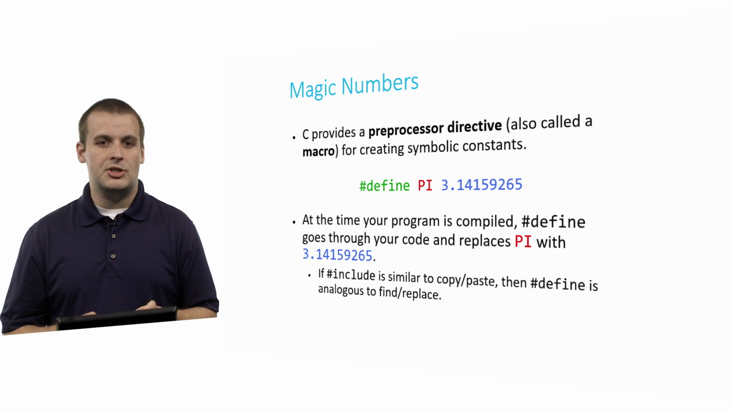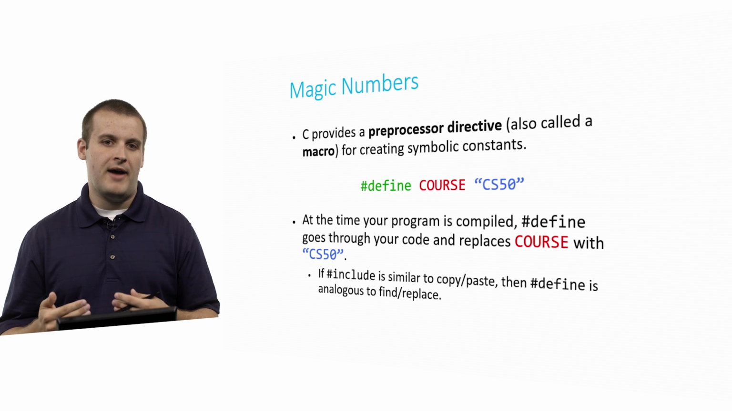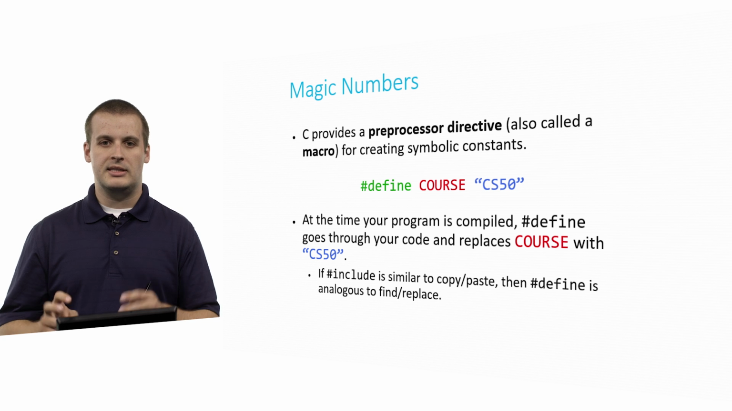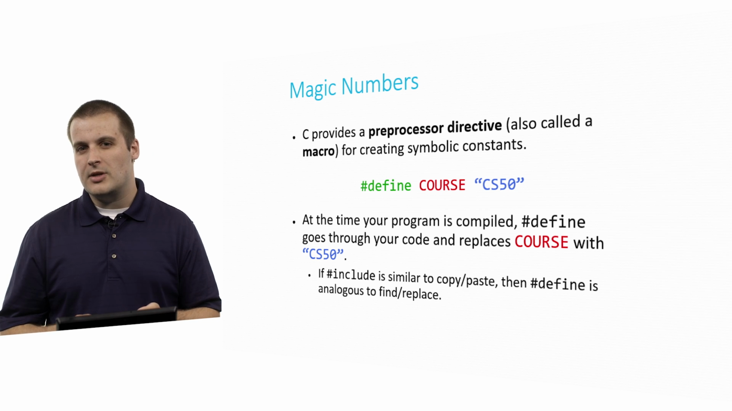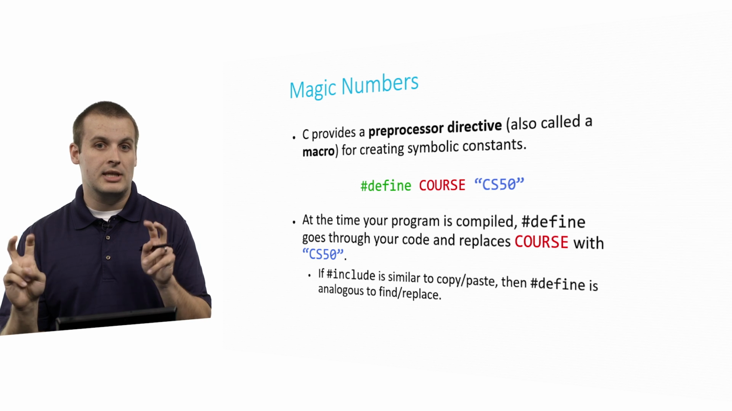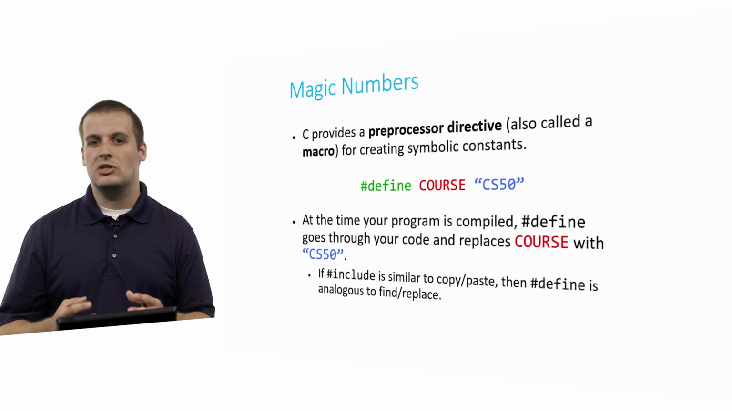You are not limited to this substitution for numbers only. For example, I could #define COURSE as the string "CS50". And in this case, when the program is compiled, #define will go through the code and replace every time it sees COURSE with the string "CS50". You'll notice here also that all my defined symbolic constants, so to speak, are always in all caps. It's a convention, it's not required.